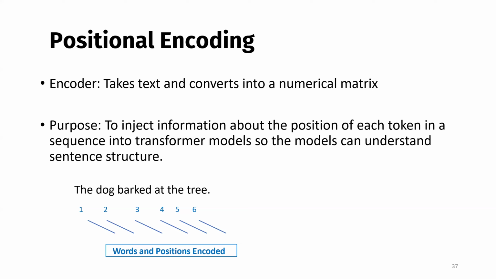In other words, we have embeddings to capture the meaning and positional encoding to capture the sequence. For example, the sentence, "the dog barked at the tree," gets processed. The model doesn't just know the meaning of the words dog and tree through embeddings, but also knows the order through positional encoding, that the dog barked at the tree, not the other way around.